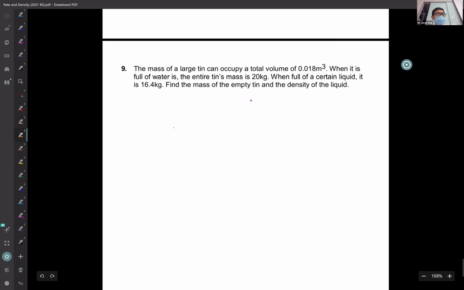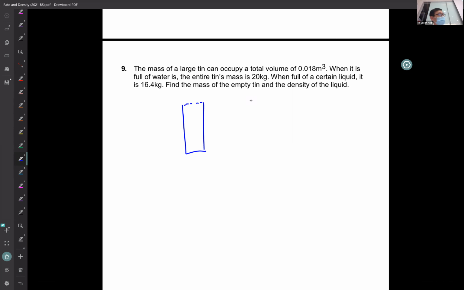Again, I think it's good to draw out visually what it looks like. So for example, I have a large tin can. Of course my drawing is going to be ugly. And then total volume. The total volume is actually the space that it occupies. So the volume is 0.018. They say that when it is full of water, this part is important.